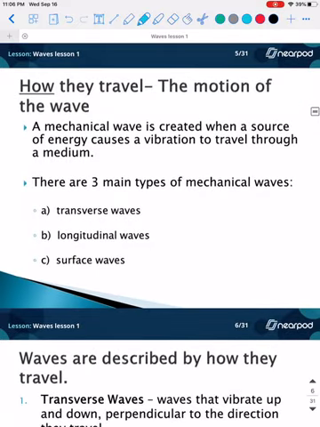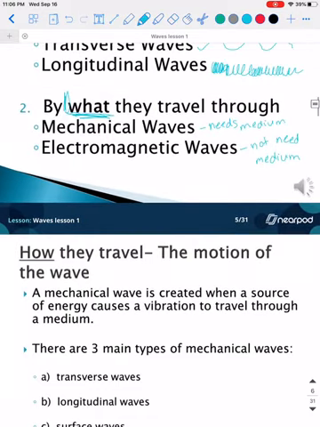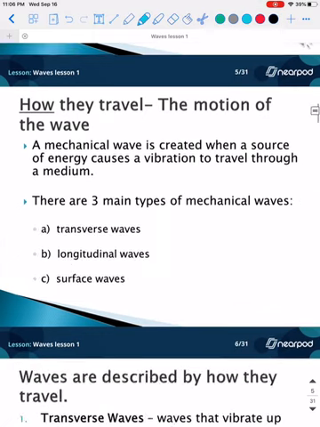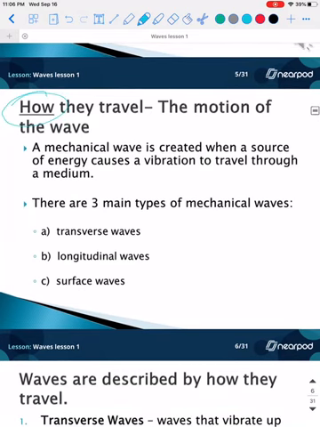Alright, so there are three main types of mechanical waves. Remember, I said earlier that we can have something that's both here and here and here, or something that's here and there, or vice versa. So we're going to look more into how they travel. A mechanical wave is created when a source of energy causes a vibration to travel through a medium. So pretty much what that looks like is you'll have something here and here and here, and the particles bump into each other. As they keep bumping into each other over and over again, it causes a wave. That was a really ugly picture, but hopefully you understand what I'm trying to say.